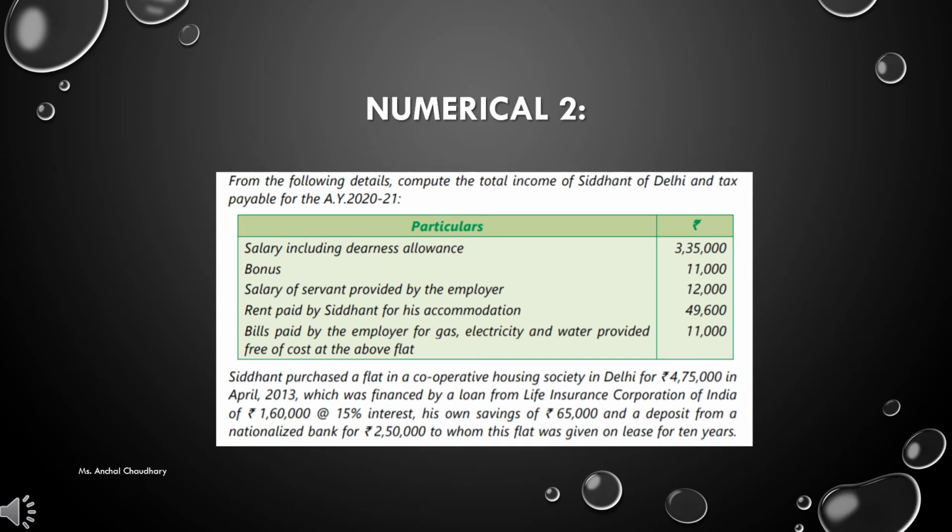Siddhant purchased a flat in a Cooperative Housing Society in Delhi for rupees 4,75,000 in April 2013, which was financed by a loan from Life Insurance Corporation of India of rupees 1,60,000 at 15% interest, his own savings of rupees 65,000 and a deposit from a nationalized bank for rupees 2,50,000 to whom this flat was given on lease for 10 years.